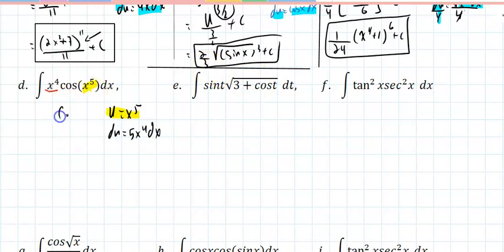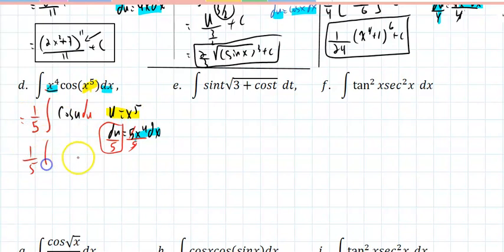So this is the cosine of u. And x to the 4th dx is du divided by 5. The du and the 1/5 I could put up front. So that is 1/5. What do you take a derivative of to get a cosine? Derivative of sine is cosine.